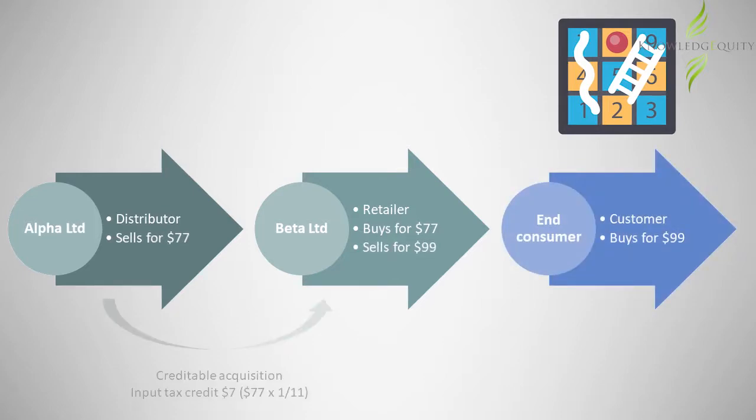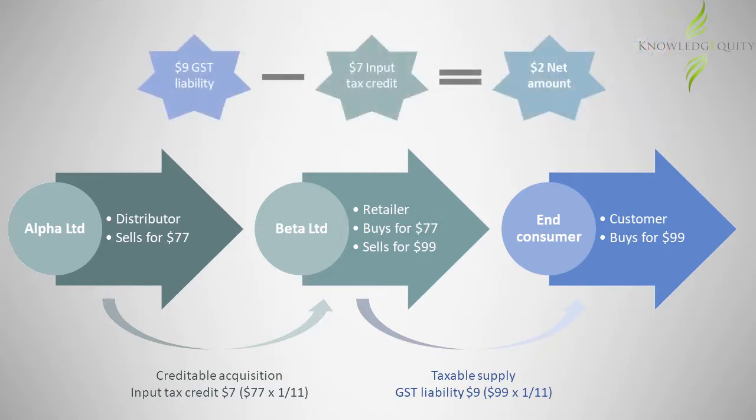Beta has made creditable acquisitions from Alpha and is entitled to an input tax credit for the GST paid. Beta has also made taxable supplies to customers and has a GST liability for the GST collected. The net GST amount will subsequently be remitted to the ATO.